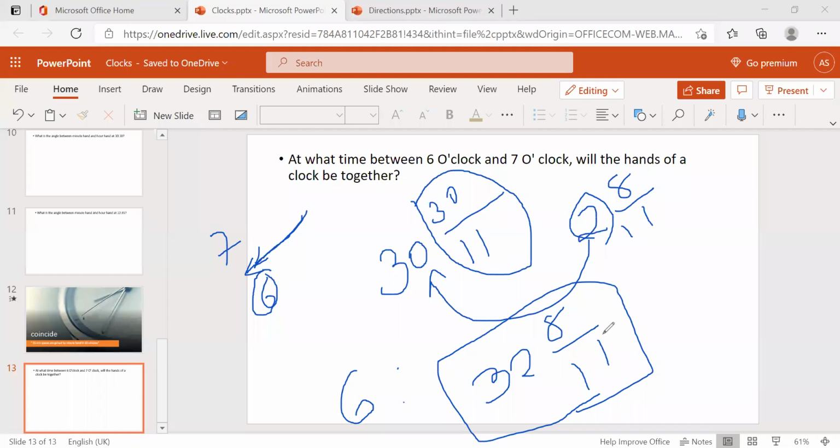We get the coincidence of both hands. If you want to check, is it clear, guys? Is it clear? It's a very easy shortcut. Now we just try with another question.